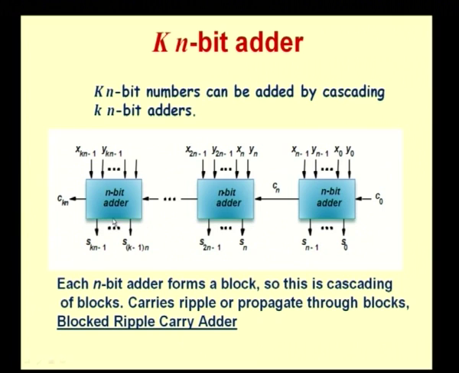And when we talk of blocks like this being put together, we refer to it as a blocked ripple carry adder. Okay. So, this is what we get with a simple addition kind of circuit. We will just take a break now, come back and continue with adders and subtractors.